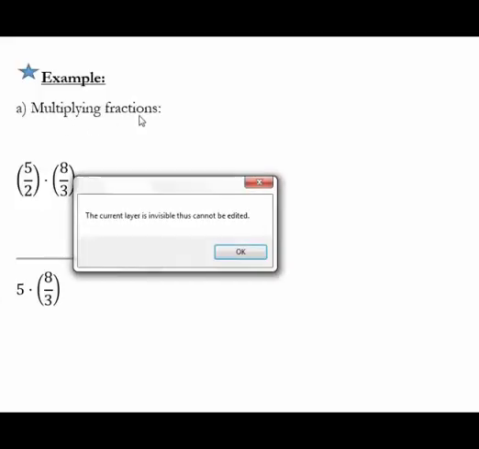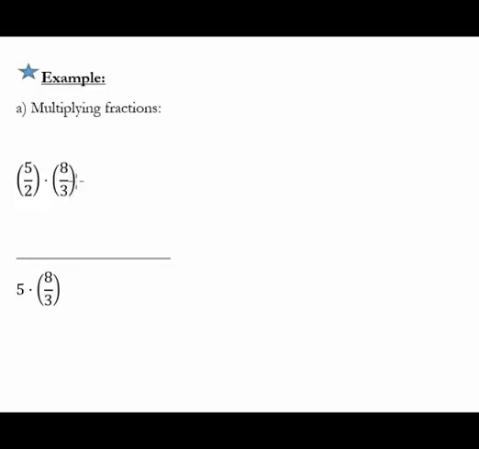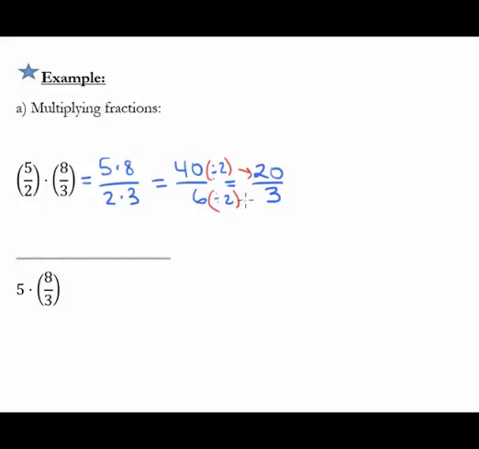How do we multiply fractions? We have two fractions and we want to multiply them. It's pretty straightforward. You multiply across. I look at the numerators, 5 and 8, and rewrite this as 5 times 8 over, looking at the denominators, 2 times 3. This equals 40 over 6, which I can reduce to 20 over 3, just by dividing the numerator and denominator by 2. That's what I'm doing here in order to get to 20 over 3.